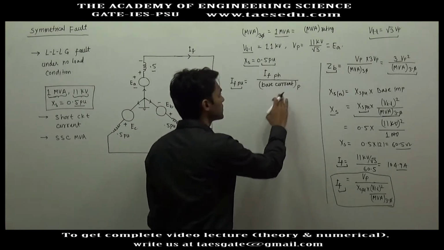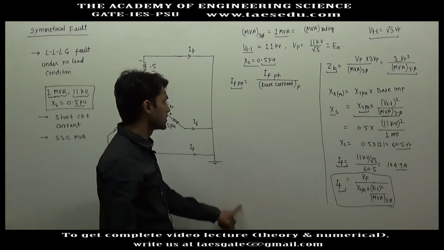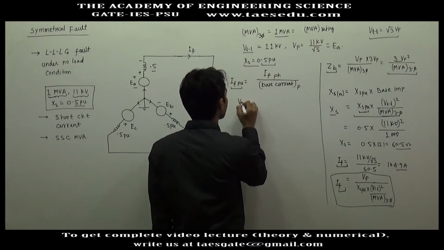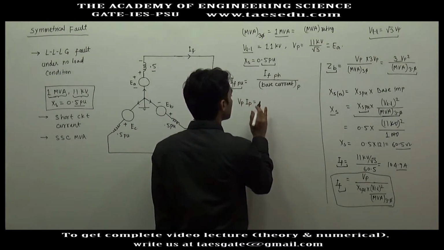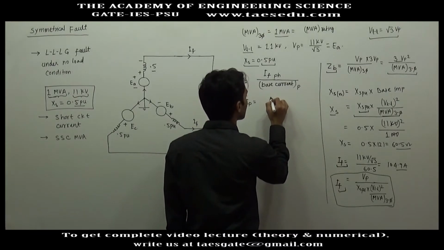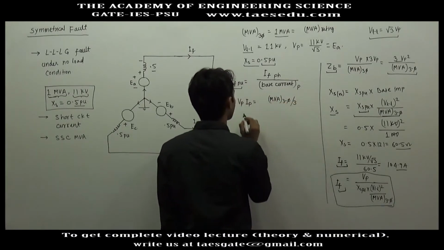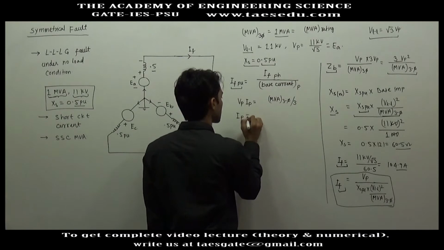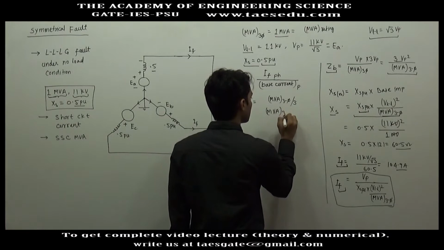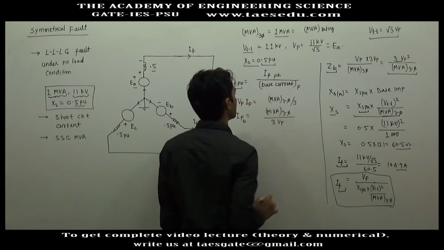What is the base value of phase current, per phase current? We just calculated it. Let us calculate again. Phase voltage into phase current will be phase MVA, and phase MVA is nothing but MVA 3 phase divided by 3. So base value of phase current will be MVA 3 phase divided by 3 into phase voltage.